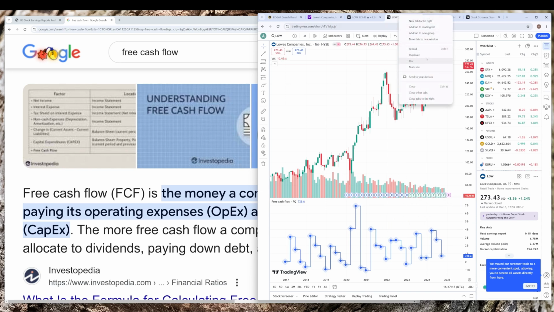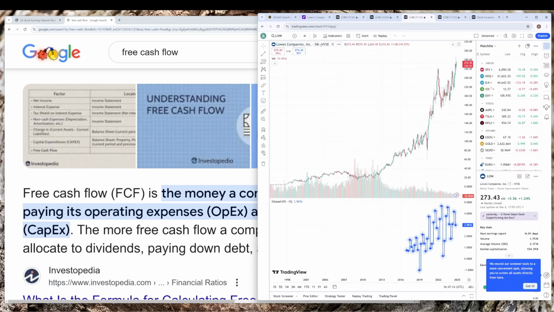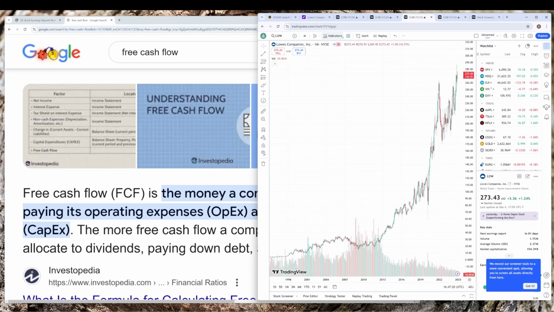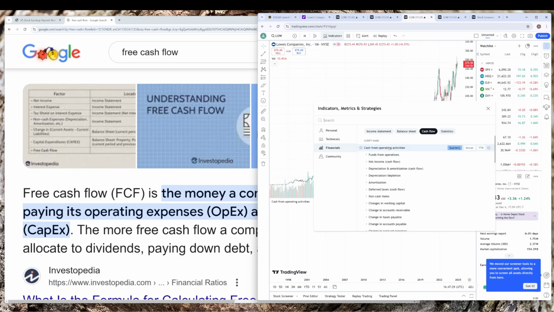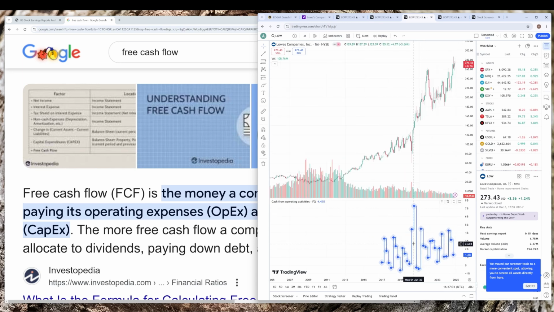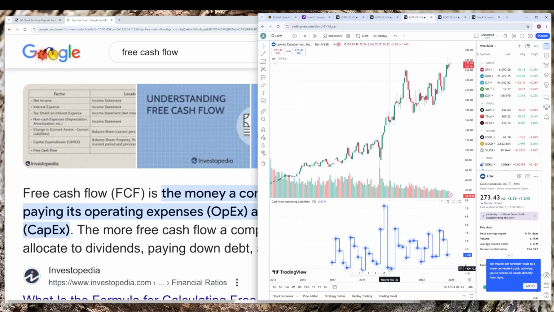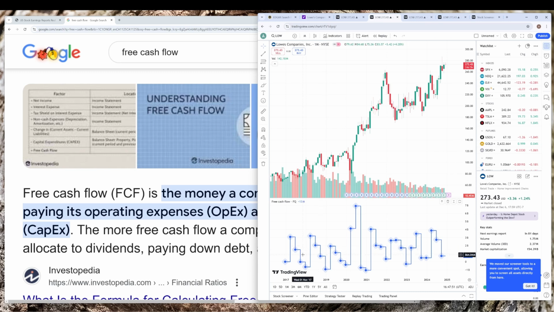Let's just open up another window here and take a look at the operating cash flows. Yeah, let's check out this one. There we go, financials, balance sheet. No, cash flow from operation. Yeah, there we go. See, a few negative quarters, 3, I believe, 4.